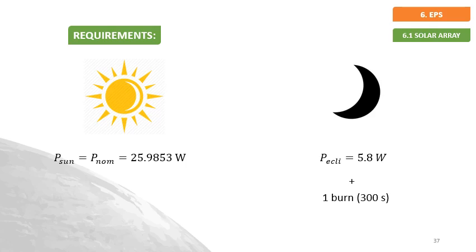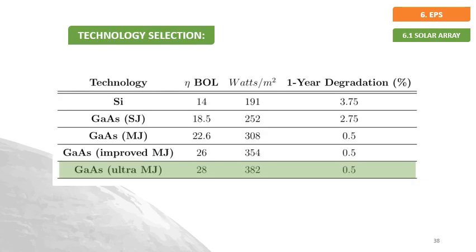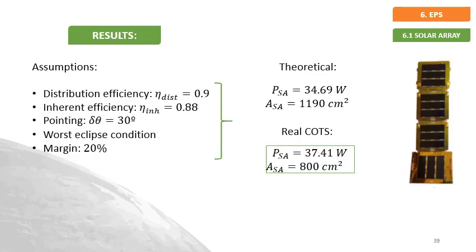We will size them for nominal conditions. These are a risk, but taking into account that we have batteries, we can use them for peak conditions. In the eclipse, the ADCS and the payload will be active, and we can allow also for one burn. The technology selected will be the one that gives the highest efficiency. Making some assumptions for the efficiencies and using a pointing error of 30 degrees because the pointing will be done with the whole spacecraft, we obtain that we need 35 watts.